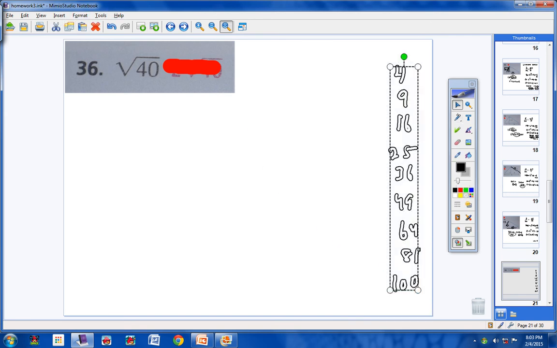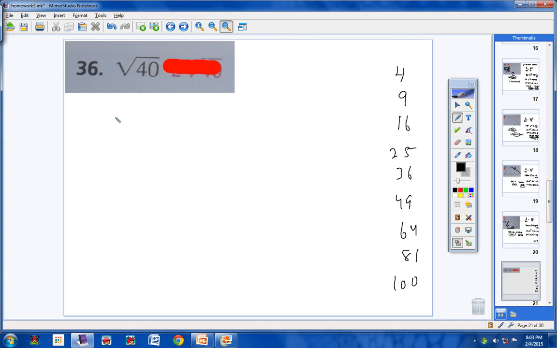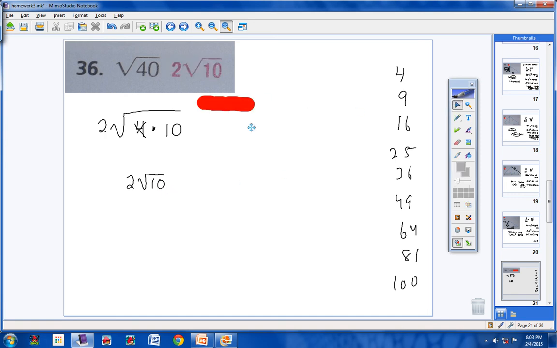So I think right away 4 goes into 40, so I'm going to rewrite 40 as 4 times 10. Now I know the square root of 4, so cross off the 4, put a 2 on the outside, so I'm left with 2 square root of 10. Now, are there any perfect squares over here that go into 10 evenly? No, there's not, so you're finished. 2 square root of 10.